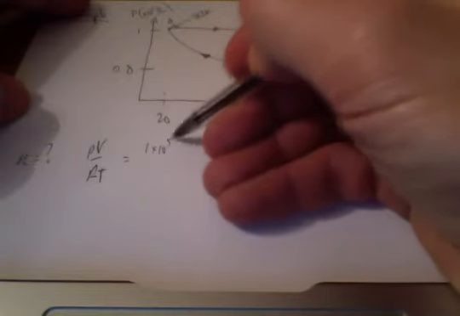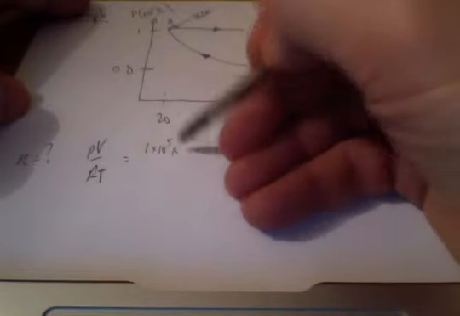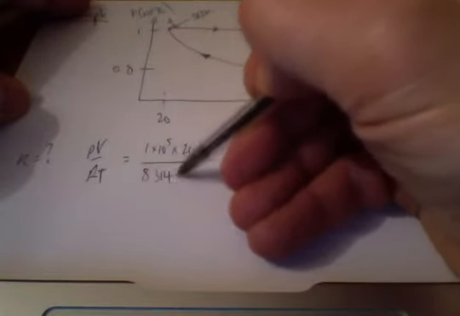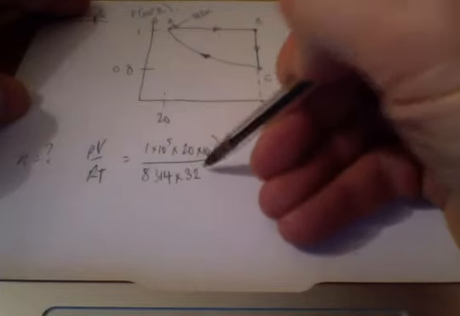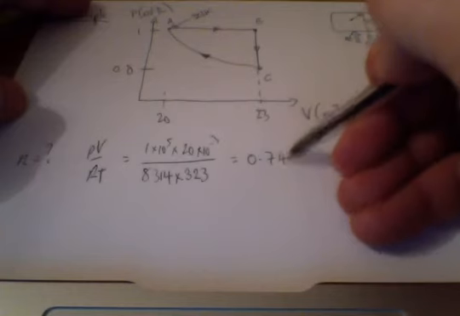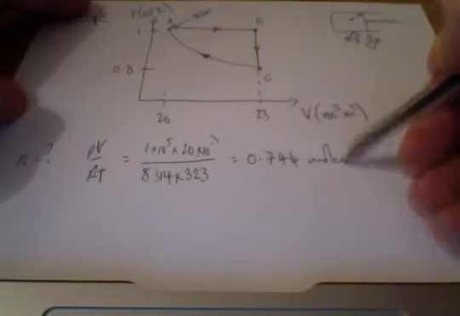Okay, solution time. So we're going to take that point, and we know the pressure, we know the volume, we know the ideal gas constant, and finally we know the temperature, and that gives rise to 0.744 moles of gas that are present.